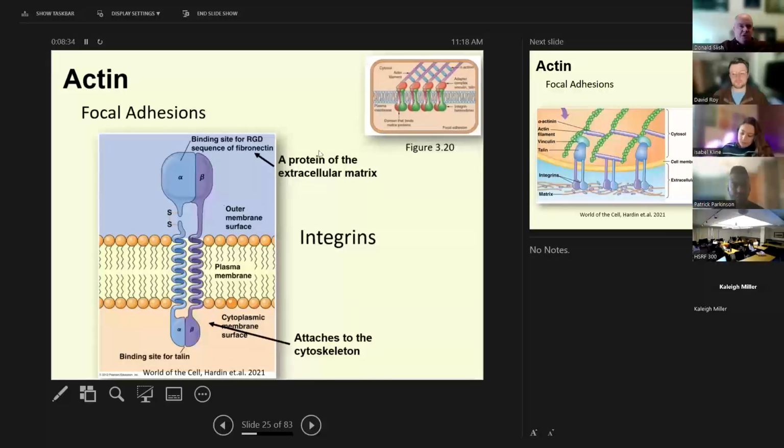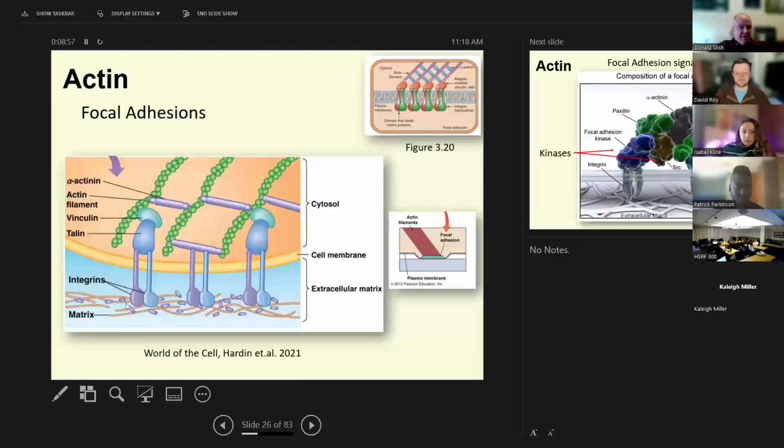This is the picture from your book. Focal adhesions are made of integrins and then other proteins. So integrins are the transmembrane proteins. Outside, you've got binding sites for fibronectin, which is extracellular matrix. And then inside, you've got a connection that is going to bind talin and other proteins to connect to the cytoskeleton. And you can see that here. Here's extracellular attaching to fibronectin. Then you've got talin and vinculin, which then attaches to your microfilament. And this is what that myosin is going to be pulling on to pull the cell forward.